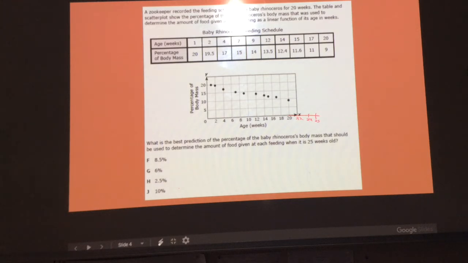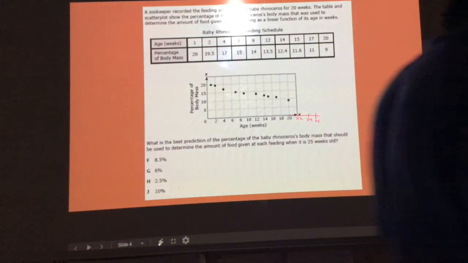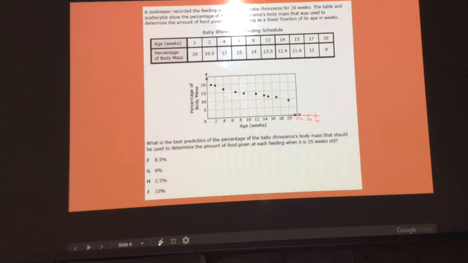Type all those in. Again, I know it's lengthy. I know it's annoying. Once you've got them all typed in, you're going to hit stat again. Calculate.